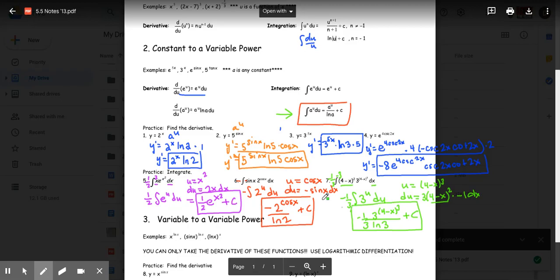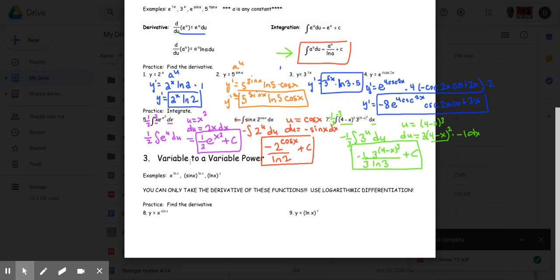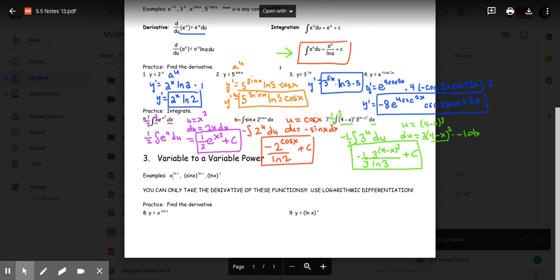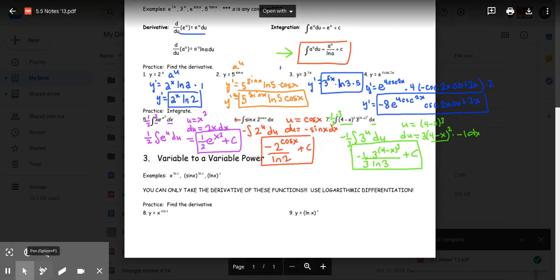All right, so now you've seen two different types of powers, a variable to a constant and a constant to a variable, when the base is e versus the base is a number other than e, how to integrate and how to differentiate those. And the last but not least is a variable to a variable. So a variable to a variable is a variable base to a variable power. Lucky for you, you only know how to derive these. And the way to derive these is to use logarithmic differentiation.